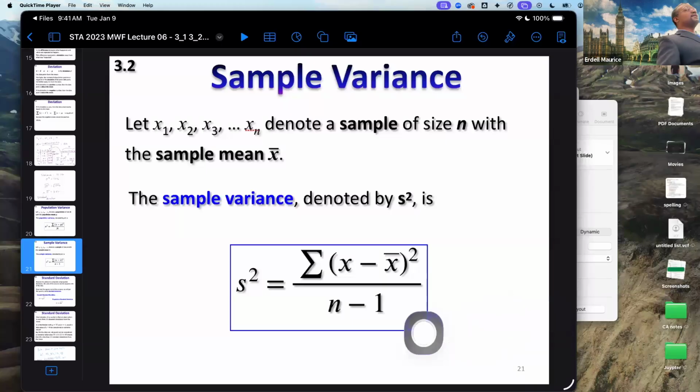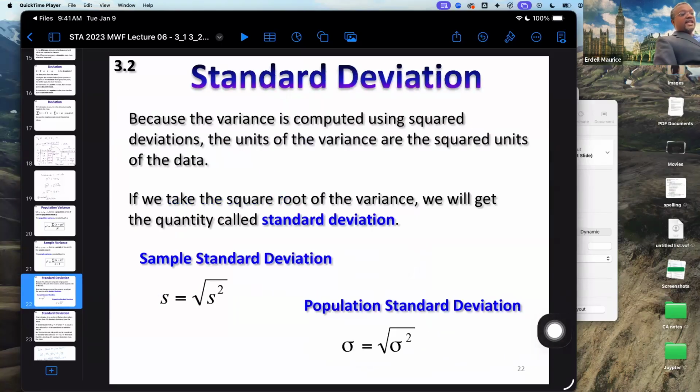By the way, it's not random. There's math behind why it's n minus 1. We just don't tell you because you need calculus. Anybody done calculus in the house? Yeah, okay. And then if you take the square root, you go from a variance down to your standard deviation. We use lowercase s for the sample standard deviation, and we use sigma for the population standard deviation. Yeah?